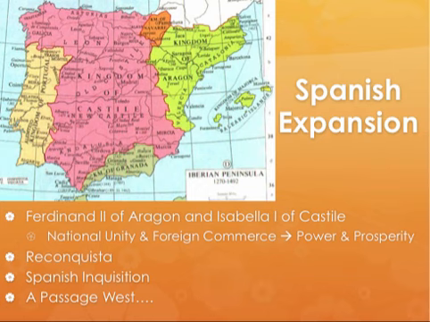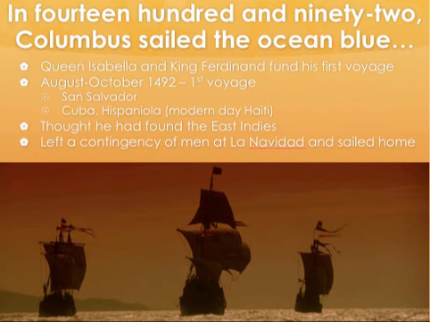But they succeed in unifying the country, and they succeed in unifying the country under Catholicism, so it becomes an incredibly Catholic nation. And then with this, they're going to turn their sights on expansion. And so they'll look for a passage west. And this is going to lead us to expansion overseas. So in 1492, Columbus sailed the ocean blue.